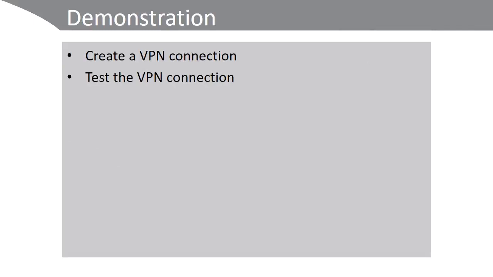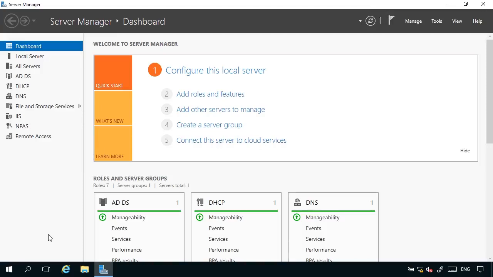Let's take a look at what's involved in creating a VPN connection and testing the VPN connection. Before you can set up a VPN connection from your Windows 10 computer, you must have something to connect to. Assuming you're using Windows Server, in this case Windows Server 2016, you'll need to install the Remote Access Server role and optionally the Network Policy and Access Services role. Let's take a look at what each of those does.